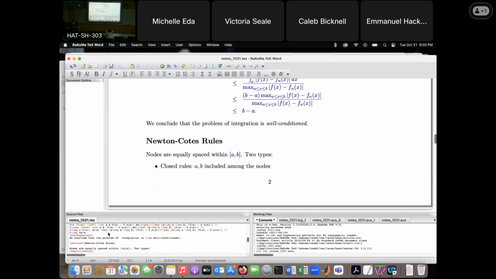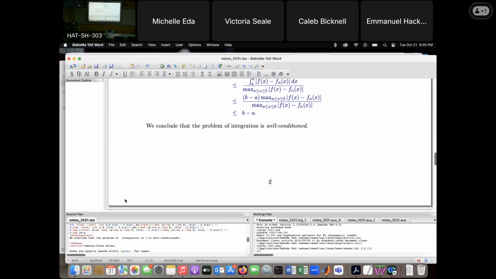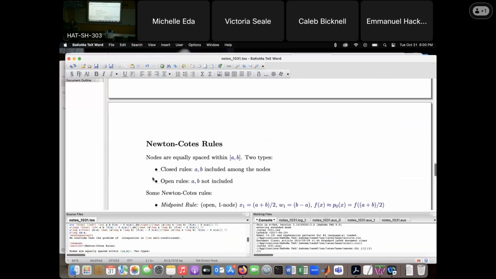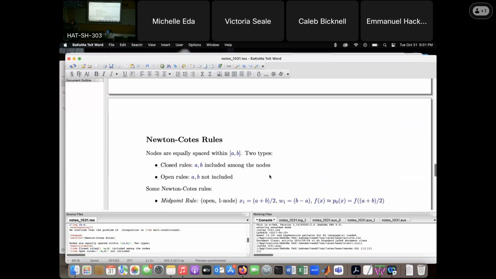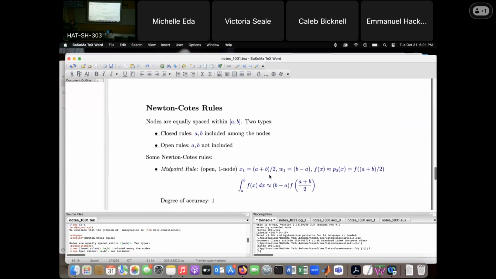I'm going to start a new page. Okay. Now there are two types of Newton-Cotes rules. One is closed rules. In that case, the endpoints A and B are included among the nodes. And then you have open rules that do not include A and B. So the simplest Newton-Cotes rule only has one node in it. It's called the midpoint rule. So you select your one node to be the midpoint of the interval AB.